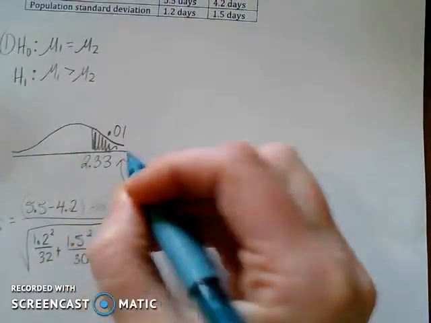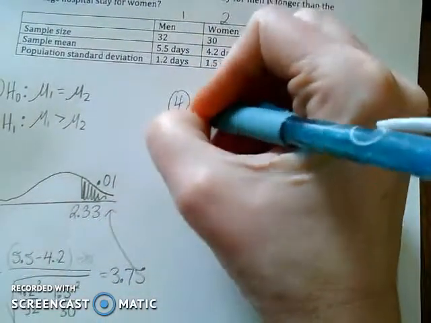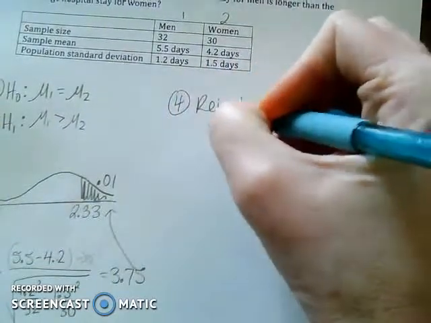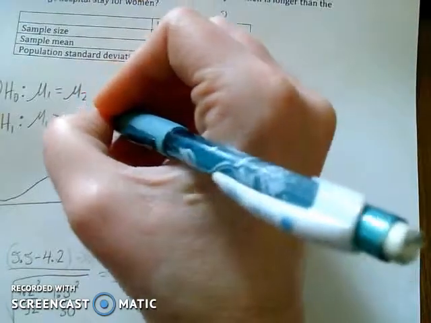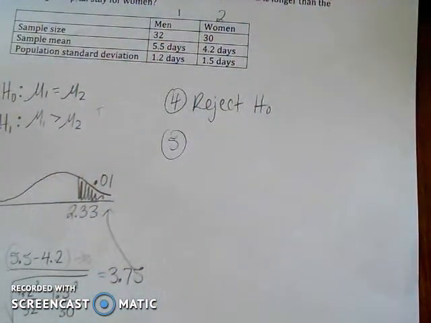So 3.75 is over here. That means we need to reject h sub 0. So that one we're rejecting, which means we think this one's true.